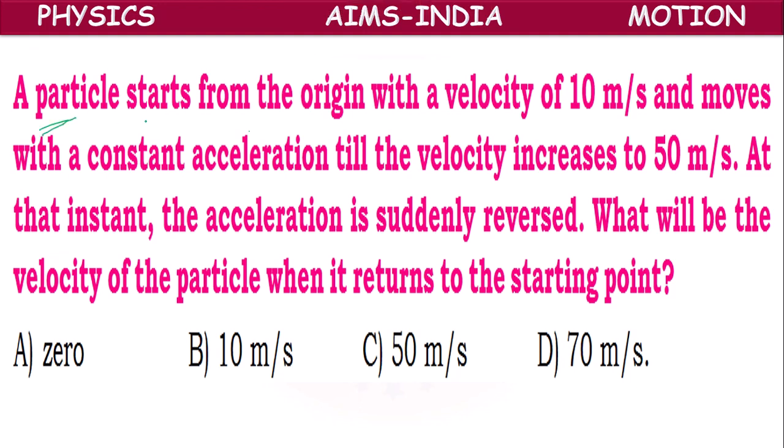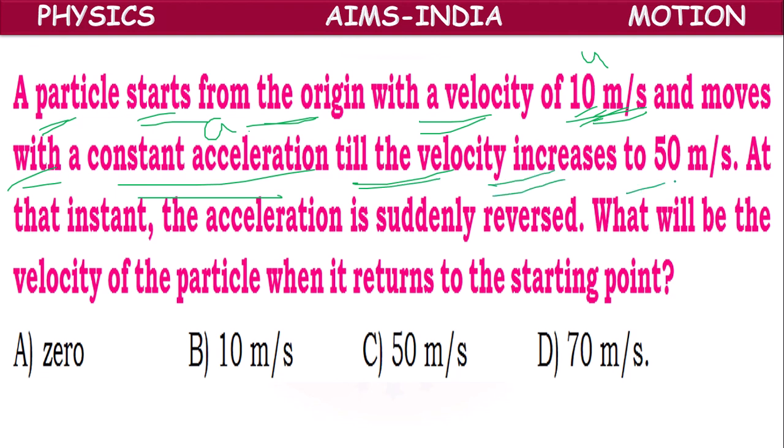A particle starts from the origin with a velocity of 10 meter per second, meaning starting velocity u is 10 meter per second, and moves with constant acceleration a till the velocity increases to 50 meter per second, v. At that instant, the acceleration is suddenly reversed.